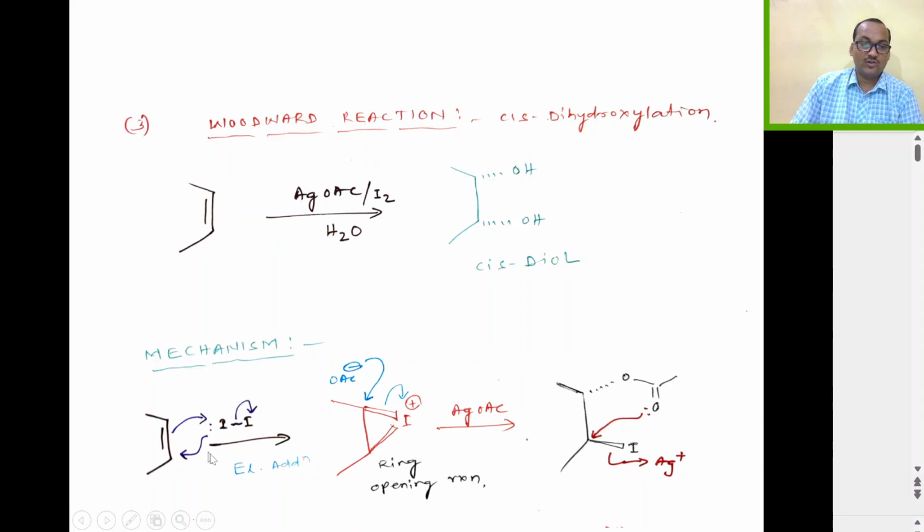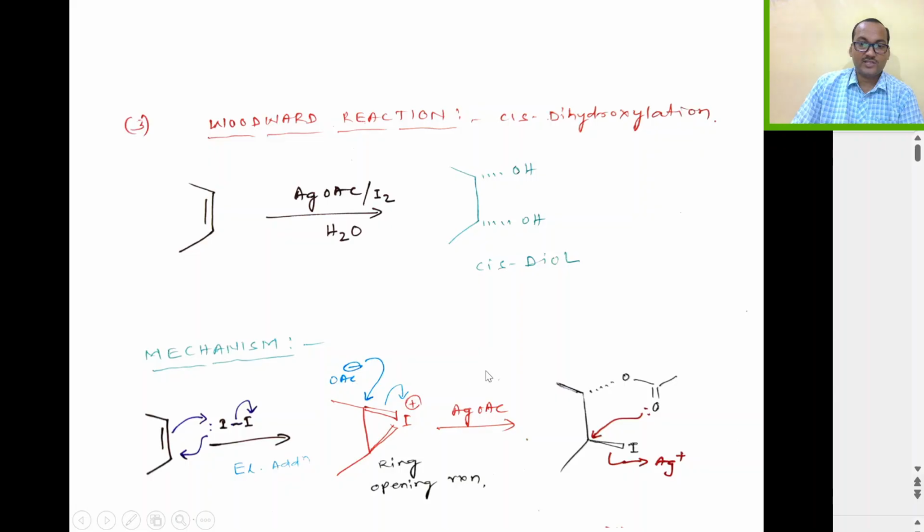it will undergo electrophilic addition reaction with the iodine. So iodine lone pair will attack here, and this pi bond will attack to this iodine, and this I-I bond will break on this iodine. So as a result, we end up with this iodonium ion.